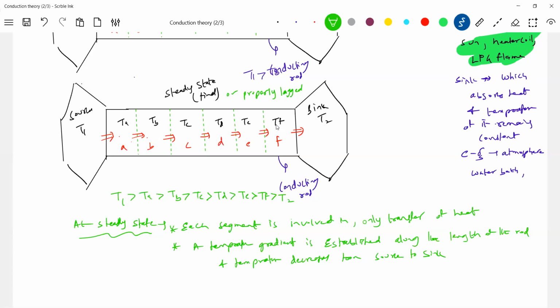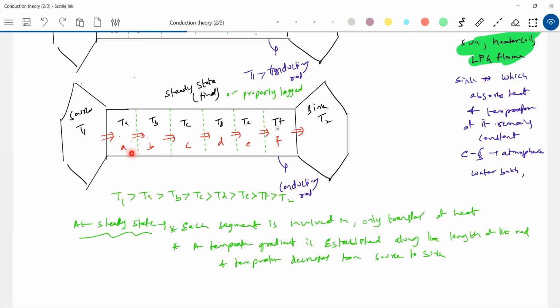As we move from source to sink, the temperature will decrease. T1 is greater than T2, so it's very clear now. What is the steady state? They just absorb heat, finish. They are involved only in the transfer of heat.